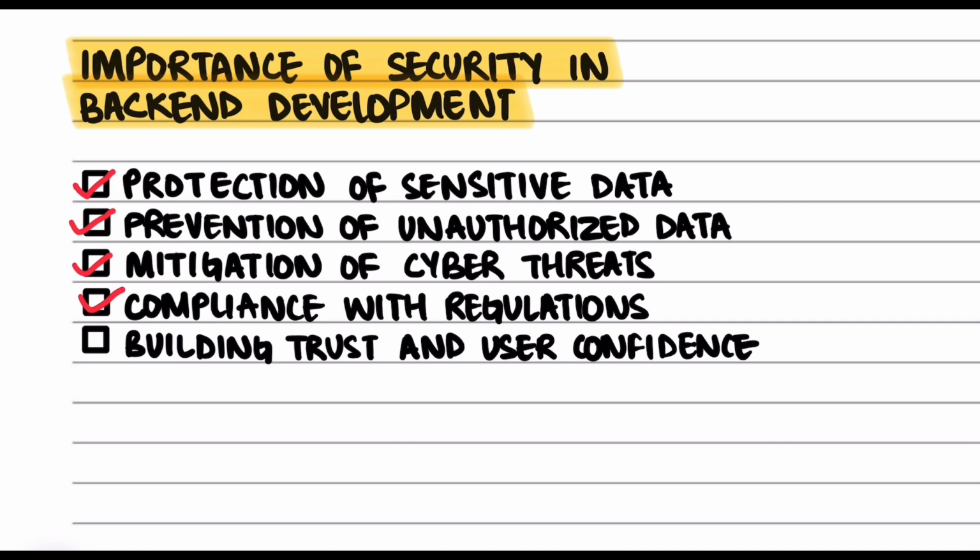Compliance with regulations. Backend security measures ensure compliance with industry regulations and data protection standards, addressing legal requirements and safeguarding user privacy. Building trust and user confidence. A secure backend not only protects user data but also builds trust and confidence among the users. Trust is crucial for user retention, positive reviews, and maintaining a positive reputation for the application or the service.